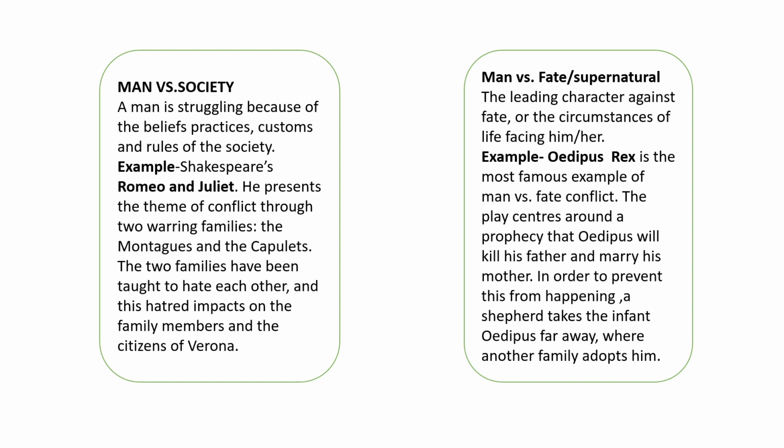Man versus fate or supernatural. The leading character struggles against fate or the circumstances of life facing him or her. Oedipus Rex is the most famous example of man versus fate conflict. The play centers around a prophecy that Oedipus will kill his father and marry his mother. In order to prevent this from happening, a shepherd takes the infant Oedipus far away, where another family adopts him.